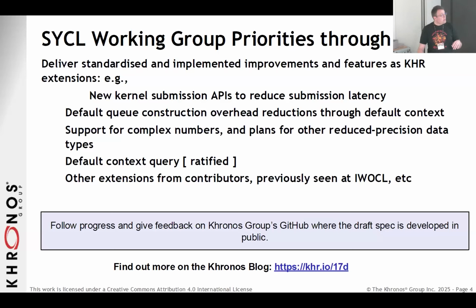The other ones here are really close or nearly close. We've got some new kernel submission APIs. So rather than doing q.submit, we've got some new alternatives to that to make it feel more C++-like and help reduce the submission latency for when you have lots and lots of small kernels, for example. That's nearly done. We've got a design and some implementations and some tests on the way. As I said, the default queue construction we've dealt with already, and then things like more reduced precision data types and complex numbers are in the works as well.